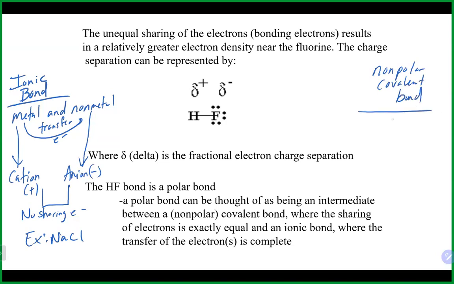That is always going to be between two nonmetals. And here we will have equal sharing of electrons. That results in really a neutral bond, like our F2 or H2 as an example. And in the middle of those two things is a polar covalent bond.